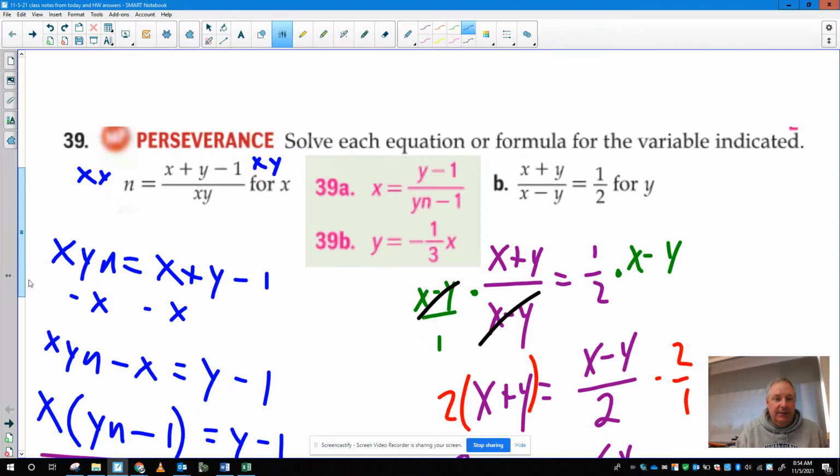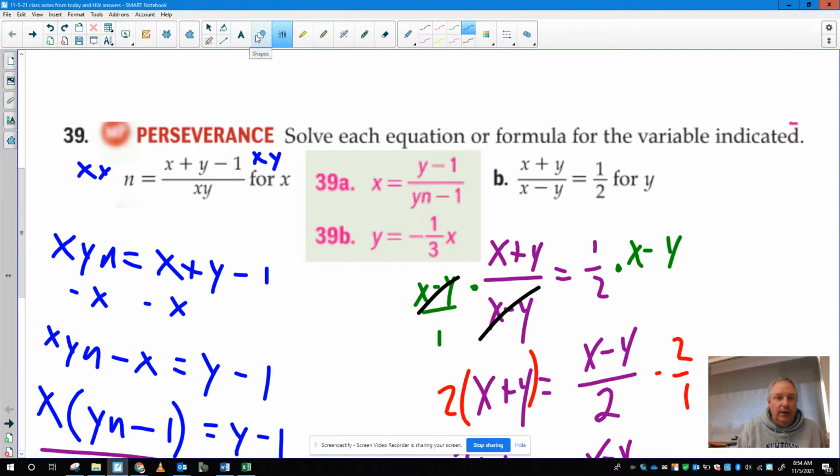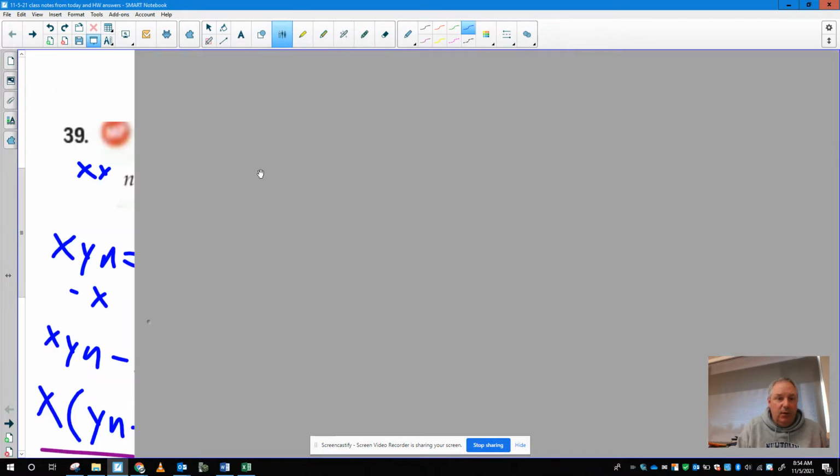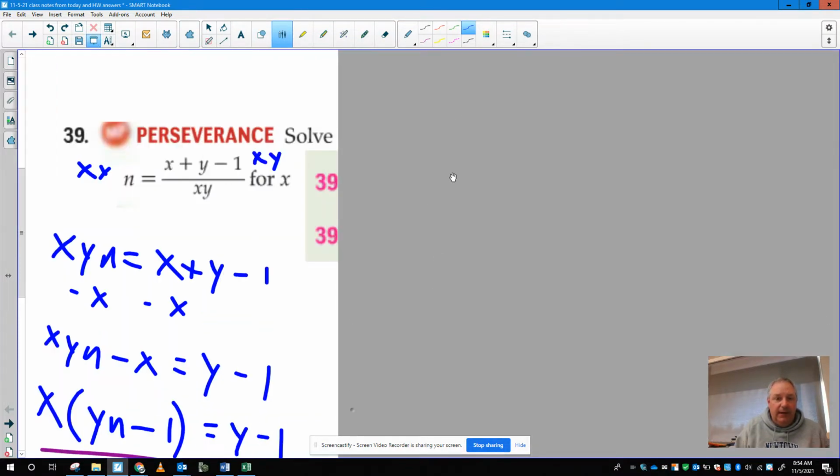So 39 was the new topic we did on Wednesday. That was when you were solving for a letter, but there were two of them. So I'm solving this for x. Let me get a red pen here. So I'm solving for x, and there's an x here and an x here. Regardless, I have to get the x out from the denominator. So I'm going to multiply both sides by xy. That's what I have shown here.